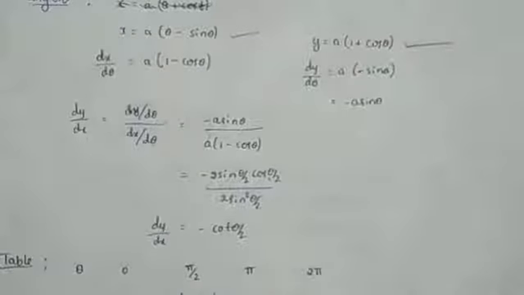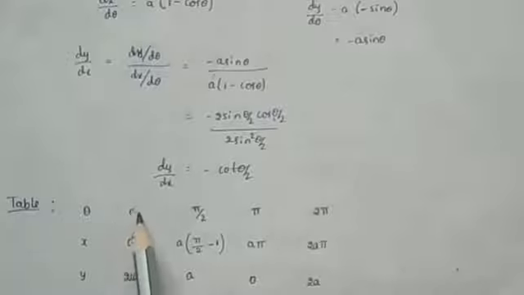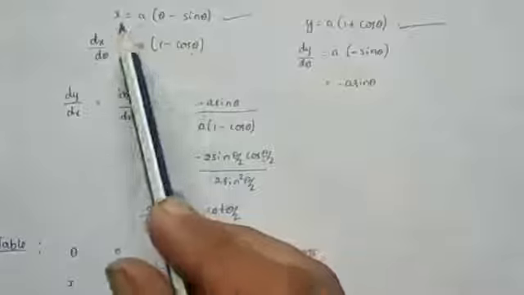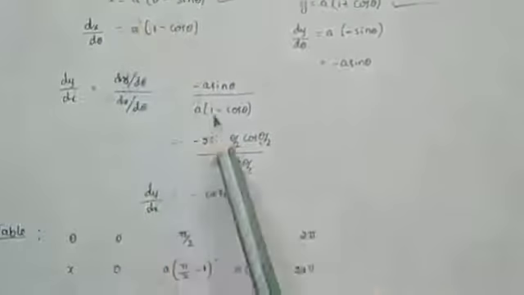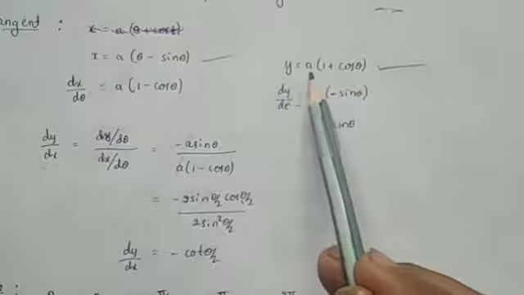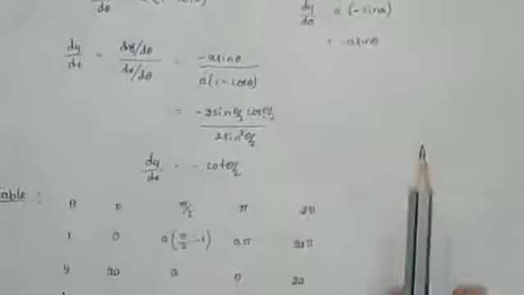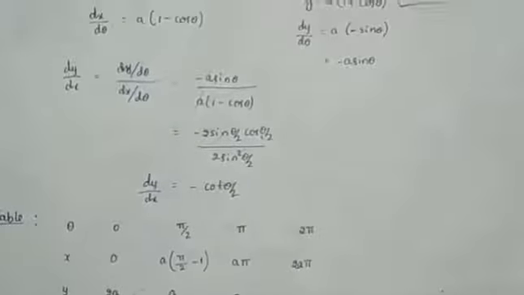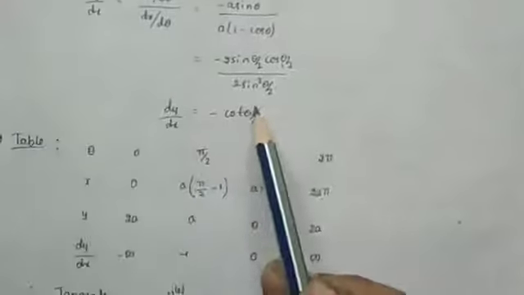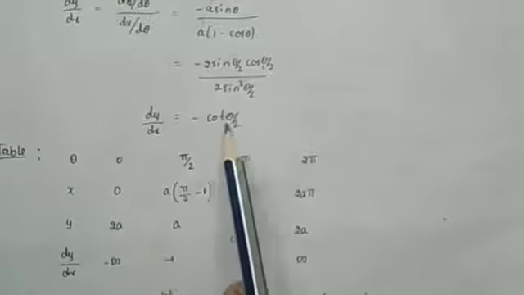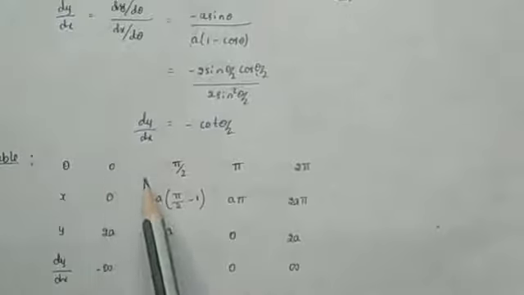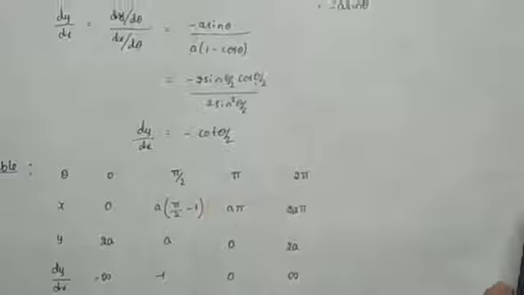Next we construct the table. Put theta is equal to 0. You get x value. X value is also 0. Put theta value is 0. You get y value is 2a. And also put theta is equal to 0, you get dy by dx. Dy by dx is minus infinity. Cot 0 value is infinity. You get minus infinity.